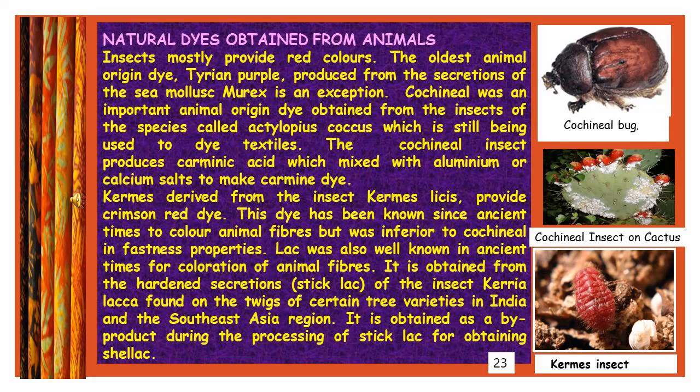Lac was also well known in ancient times for coloration of animal fibers. It is obtained from the hardened secretions, that is stick lac, of the insect Kerria lacca found on the twigs of certain tree varieties in India and the Southeast Asia region. It is obtained as a byproduct during the processing of stick lac for obtaining shellac.